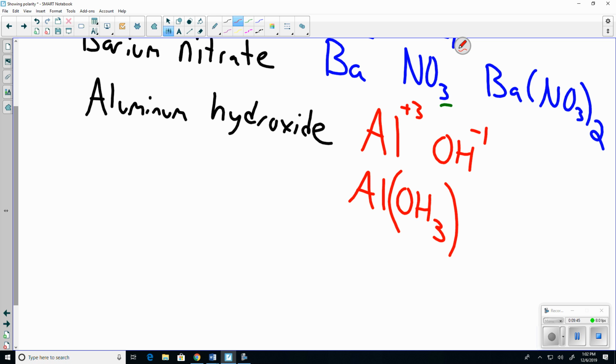This is where I still did something wrong. The 3 has to be outside the parentheses. Because right now, how I have it written, I'm saying I have 1 oxygen and 3 hydrogens. But I need 3 hydroxides to balance that out instead. So that's why it had to be here instead.